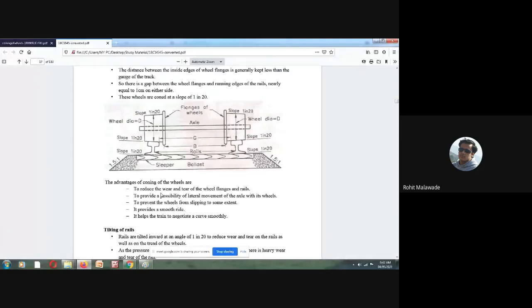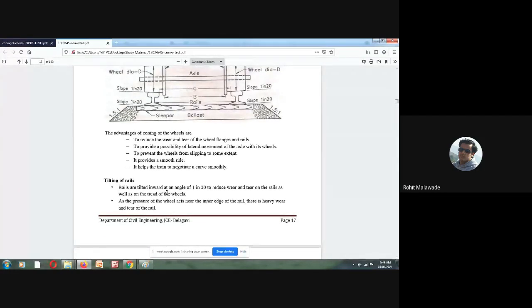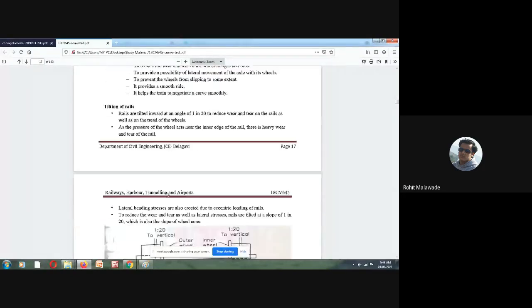Right? Now, why we provide this coning is to reduce the wear and tear of the wheel flanges and the rail, right? To reduce the wear and tear between the wheel flanges and the rail, and to provide a possibility of lateral movement of the axle of the wheels, and to prevent the wheels from slipping. It is going to prevent the slipping of the rail wheels. Okay, and to provide a smooth ride, and to negotiate the curve smoothly.